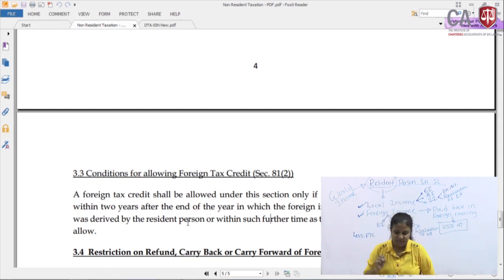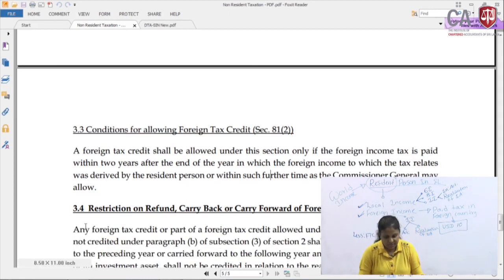To claim the foreign tax credit on behalf of the foreign income, the first thing is tax should be paid. Second, the tax should be paid within 2 years after the end of the year in which the foreign income to which the tax relates was derived. If I have received the foreign income, at least within 2 years I have to pay the tax relevant to that foreign income. If it is so, I can claim the foreign tax credit. Okay, the restriction has been given.